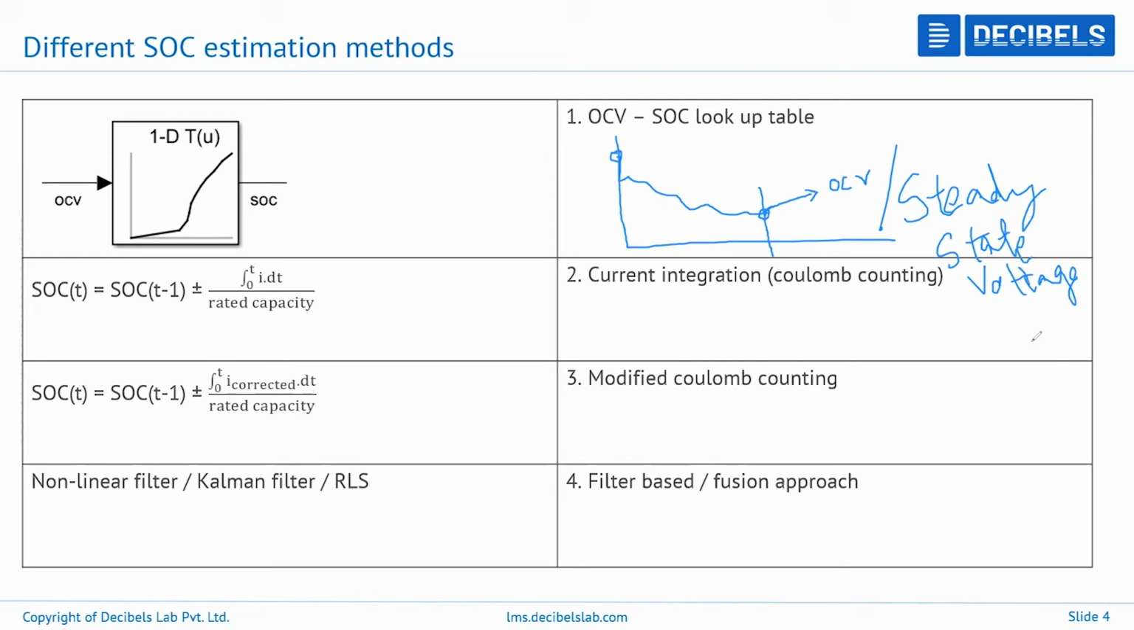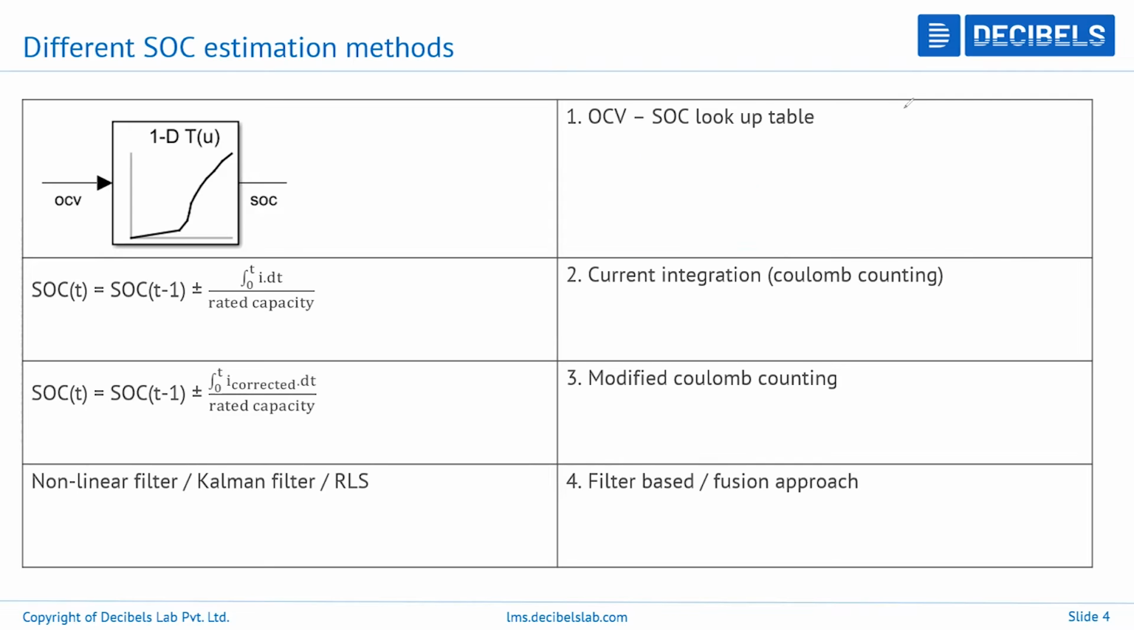Steady state voltage condition. There you can use a lookup table, or you can say a set of reference values, which you can input using a certain map or one-dimensional map. Okay, so it will look something like this. If this is your measured value, that is your measured open circuit voltage, or you can also say measured voltage, and this is your SOC, state of charge, then for every value of voltage, some recorded values are there.